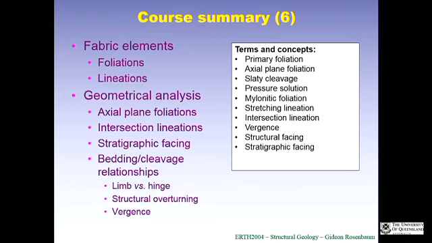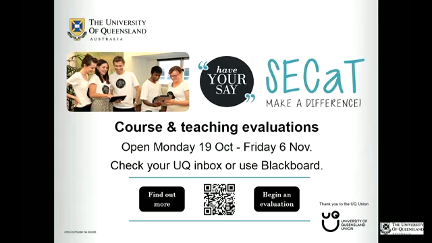Okay, so for geometrical analysis, what we look at is the axial plane foliation, the intersection lineation, the stratigraphic facing, cleavage-bedding relationships, all the stuff that we talked about today. For the kinematic analysis, we talk about the axial plane foliation and the stretching lineation. They will give us the orientation of the strain ellipse.